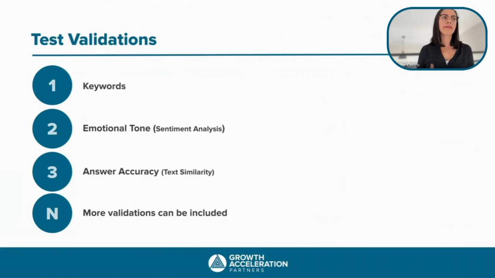And finally, we have the answer accuracy. If you remember, I mentioned that in the CSV file, we have the expected answer. Well, here's where we use that information in order to compare the expected answer with the chatbot answer. Again, we are using artificial intelligence in order to see if both of them are similar. Here we are validating that the chatbot answer has a correct meaning. It's returning the information that is expected.